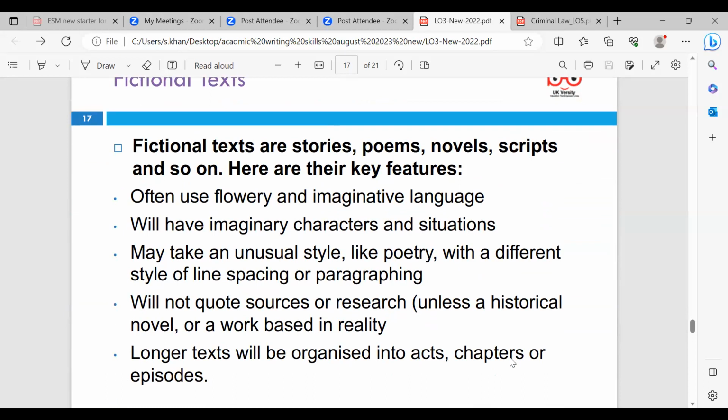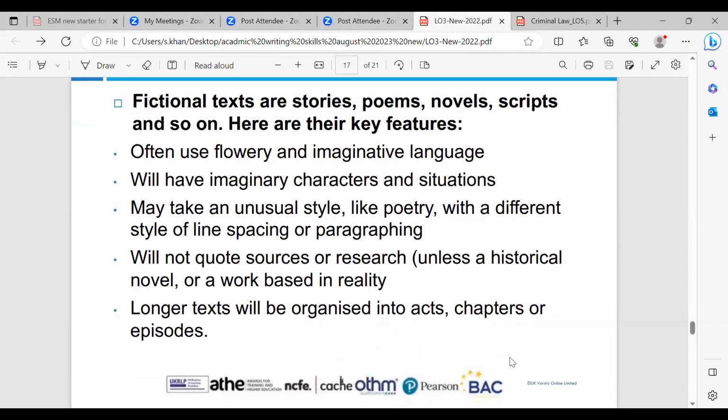They may take an unusual style, like poetry with a different style of line spacing or paragraphing. They will not quote sources of research unless they're a historical novel or a work based in reality, and the longer text will be organized into acts, chapters, or episodes.